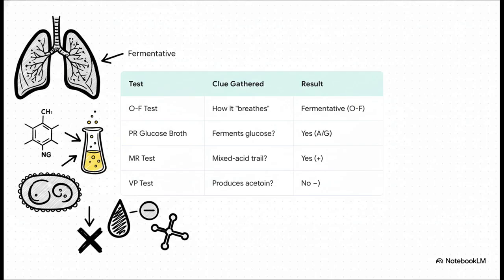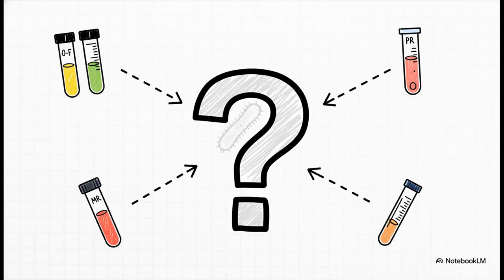From the PR broth, we know it ferments glucose, making both acid and gas. And from the MRVP test, we see it follows that mixed acid pathway but does not produce acetoin. This exact combination of results, that is its unique, undeniable metabolic fingerprint. And that is the key to this whole thing.